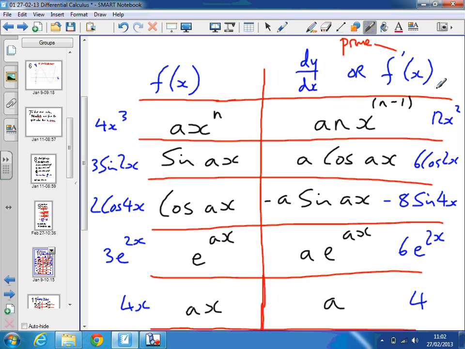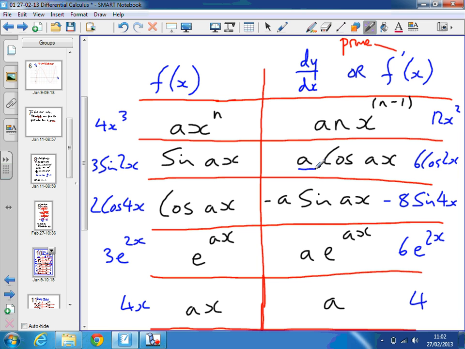Now let's look at the second function, please. Second function, y equals sine ax. When I differentiate that, whatever number is inside here as well as the variable x, that number comes out and goes in front, and the sine changes to a cosine.